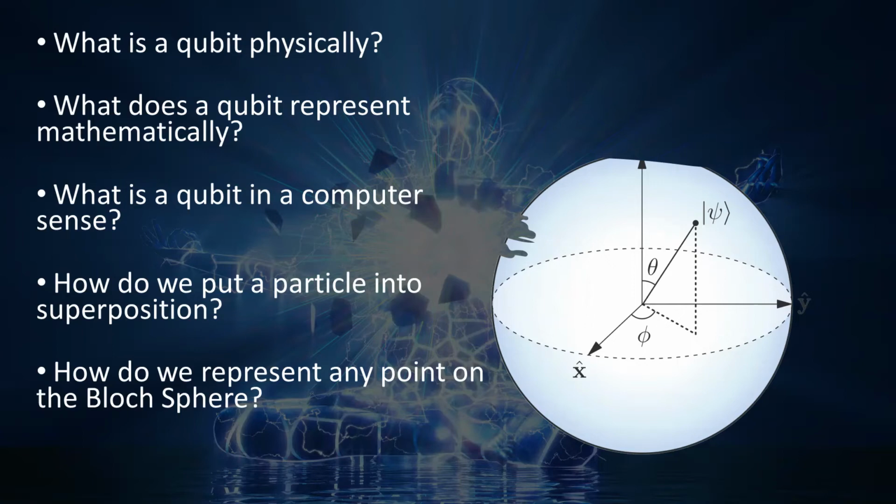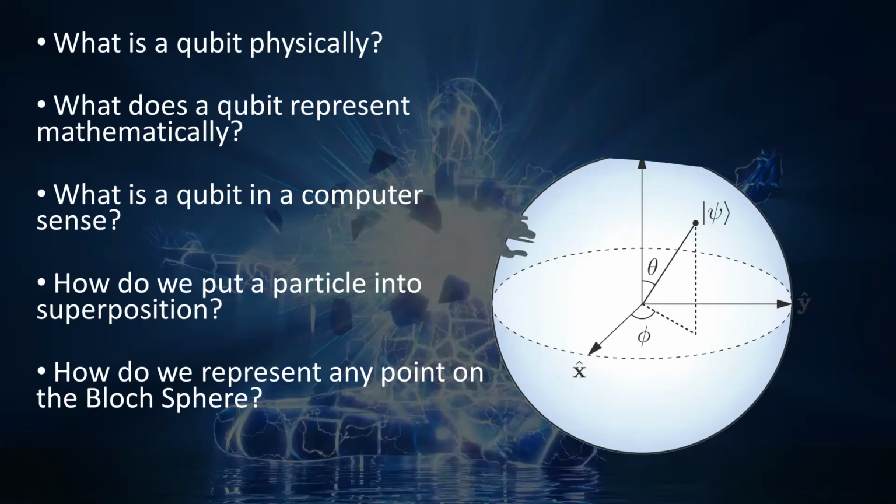What does a qubit represent mathematically? Mathematically, it's represented by linear algebra, by matrices. So you get the state of a qubit multiplied by a matrix, and then you get a new state. Just like a classical computer, really. What is a qubit in a computer sense? It's something that allows us to compute exponentially.